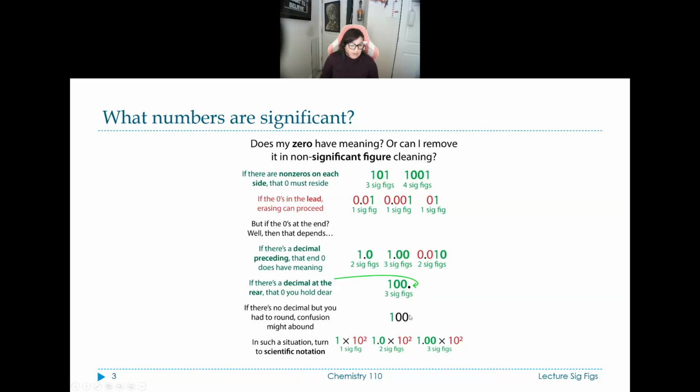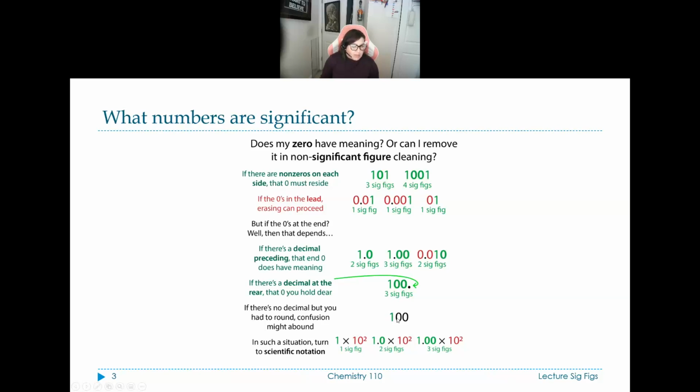Now, if there's no decimal there, we have no idea. It could be an estimate. It could be a precise number. We really don't know. And because we don't know, we can only use that first one as a significant number. Okay, without further information, that's all we can do.